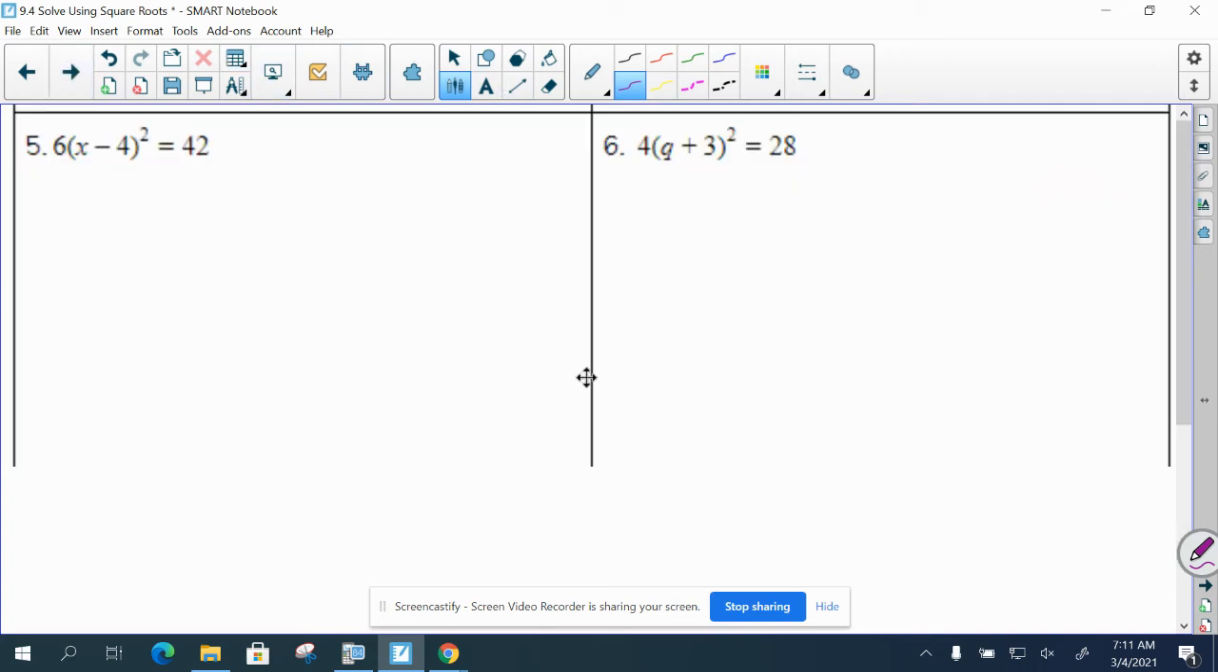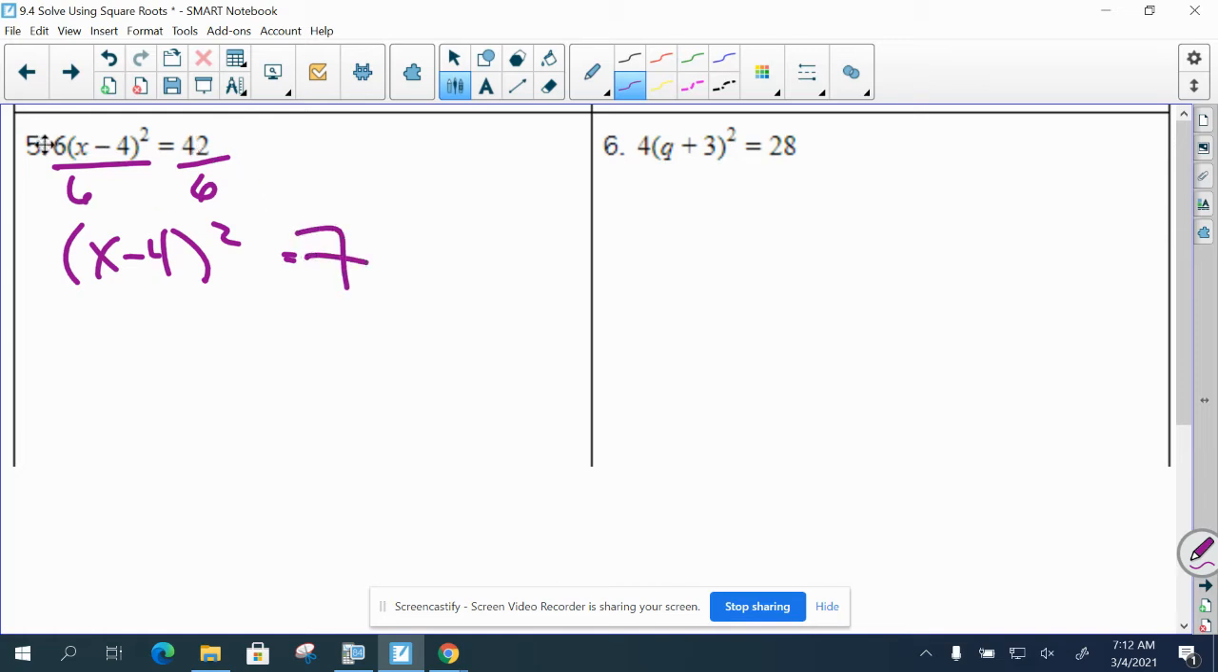All right, so what do we have here? We have something being squared, which is always the last thing that we do. So first we have 6 times that. So it's going to treat it like 6 times something squared. So first we would divide by the 6. And then you have x minus 4 squared equals 7.